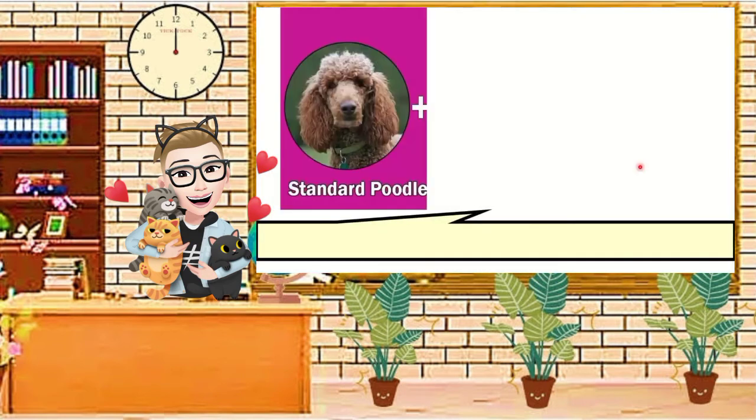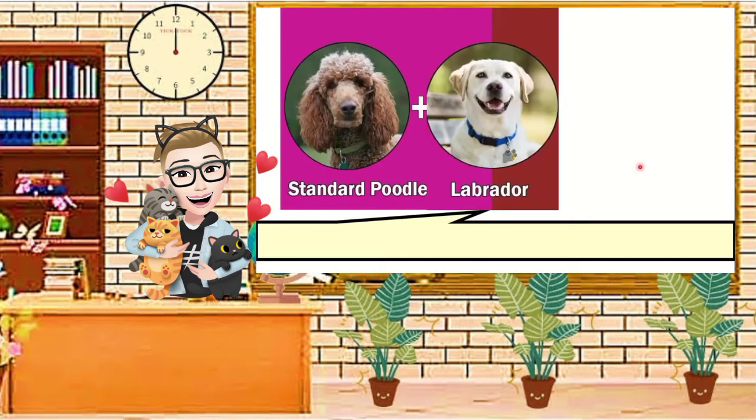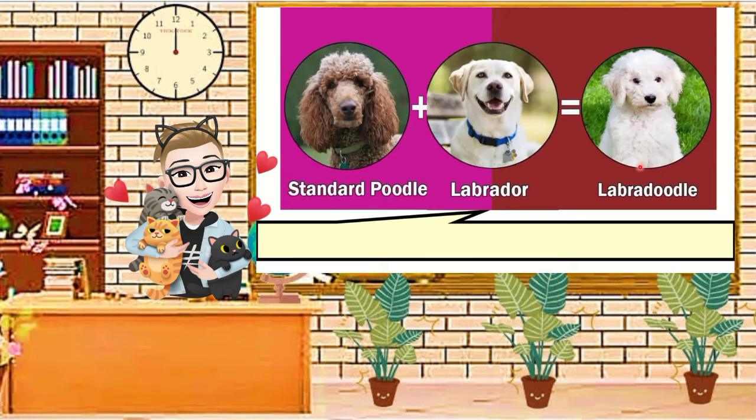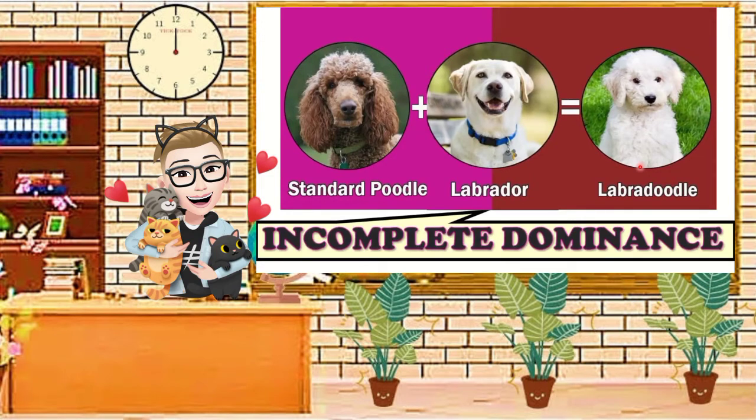Alright, the first one we have standard poodle plus Labrador equals to Labradoodle. What do you think it is? Codominance or incomplete dominance? The correct answer is incomplete dominance because one allele is not completely dominant over the other, resulting to a third or new phenotype.